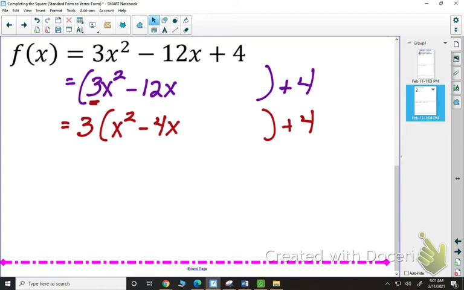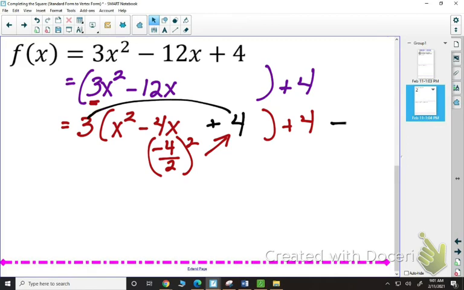So to find this missing term, we're going to take the middle term, which is -4, divided by 2, and square it. -4 divided by 2 is -2, and -2 squared is plus 4. Okay, now to keep it balanced, it's not really 4, sorry about that, it is 3 times 4, which is 12, so to keep it balanced, I have to subtract off 12.